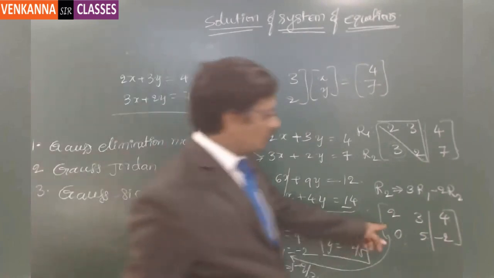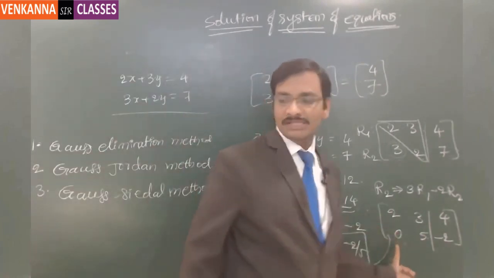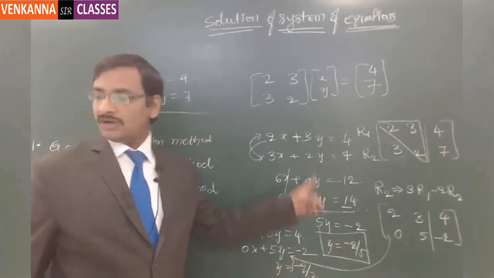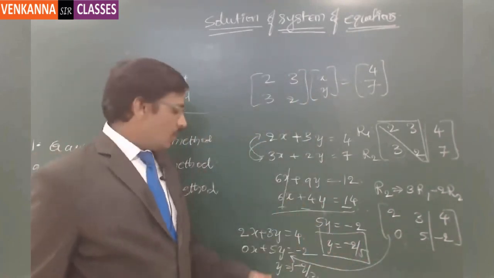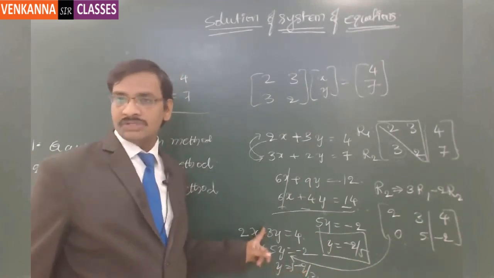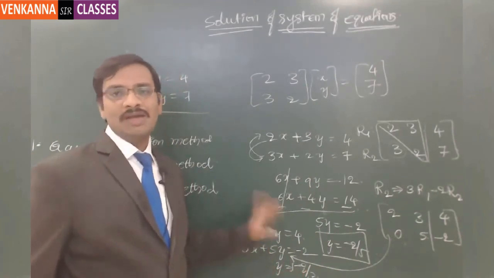So if you are able to successfully eliminate this value to 0, then I can get the same answer as that of the normal solution of the equation. Now once I get the value of y, I will substitute back into the original equation so that I can get the value of x.